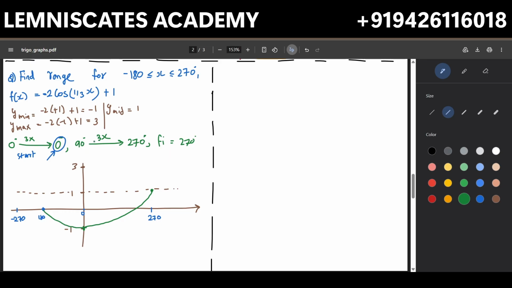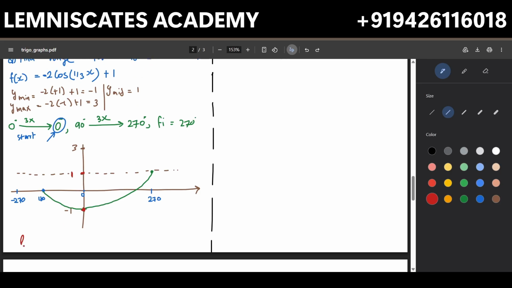So clearly, the range is not going from minus 1 to 3. It is only going from minus 1, and the maximum value of y is 1 in this case. So minus 1 to 1 is the range that you are going to get over here. The minimum value is this, and the maximum value is this. Everything else is always in between -1 to 1.